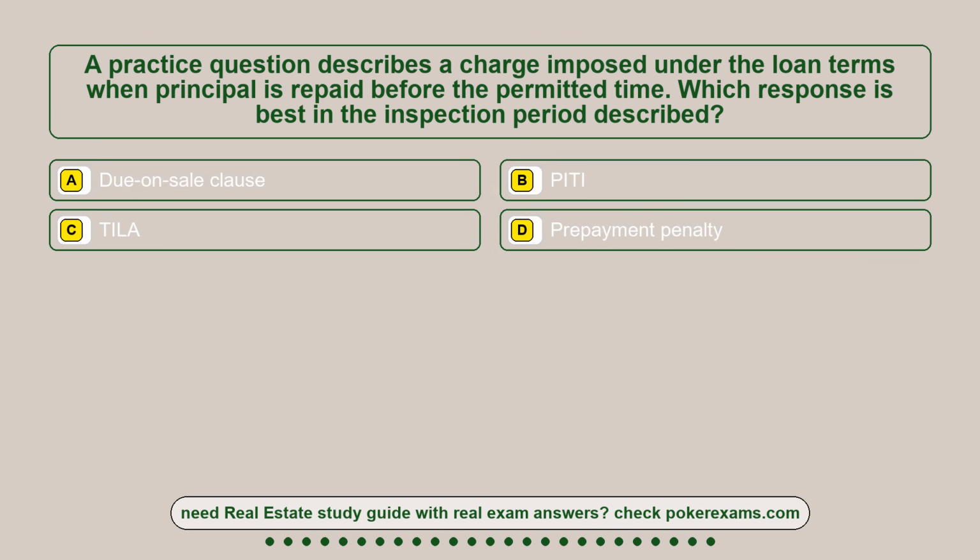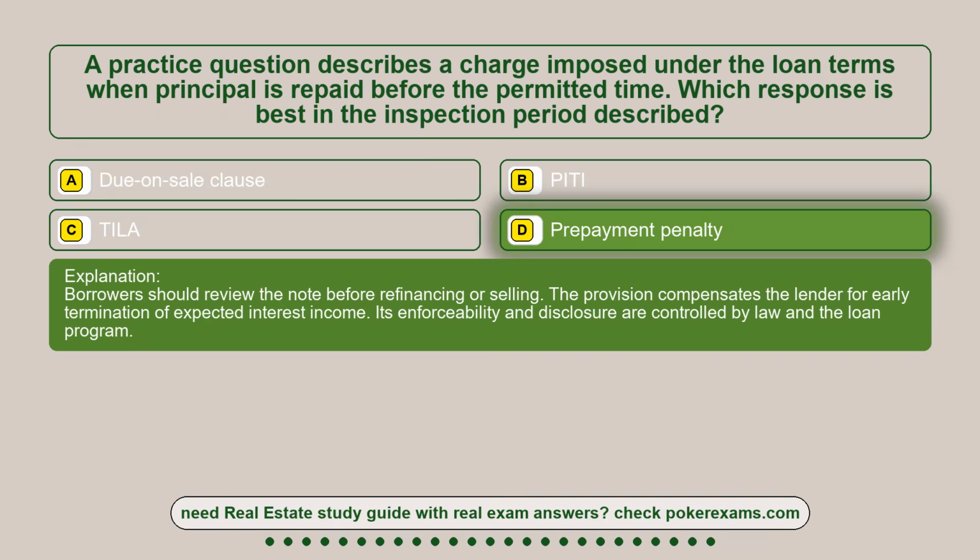Question 3. A practice question describes a charge imposed under the loan terms when principal is repaid before the permitted time. Which response is best in the situation described? Option A, a due-on-sale clause. Option B, PITI. Option C, TILA. Option D, prepayment penalty. The correct answer is option D, prepayment penalty.